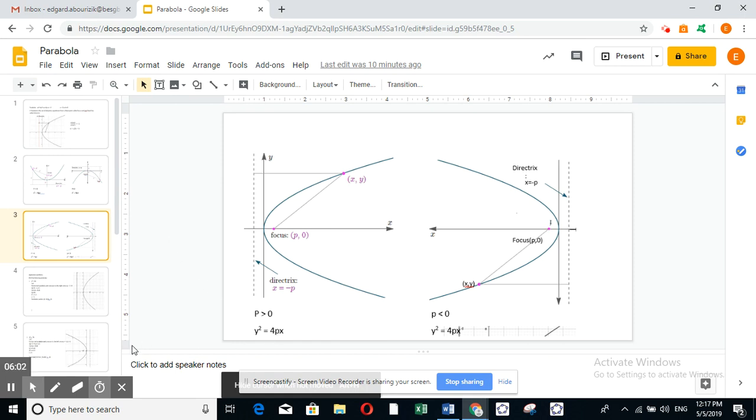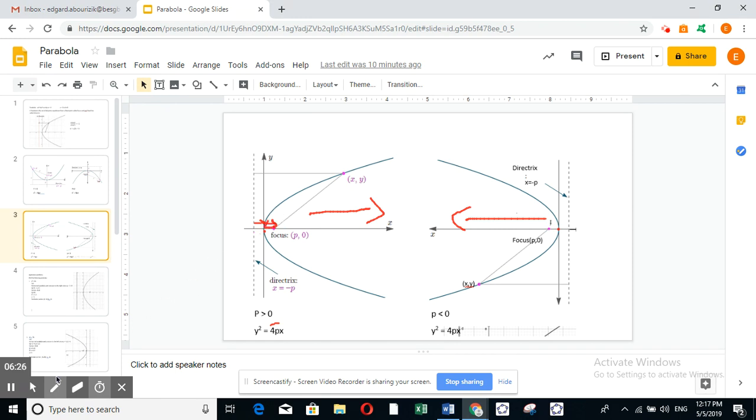If you have y square equal, it is horizontal. If p is positive, it concaves toward x positive. If p is negative, it concaves towards y negative. Here the vertex is (0, 0), and p, as we said, is the distance from the directrix to the vertex, and from the vertex to the focus.